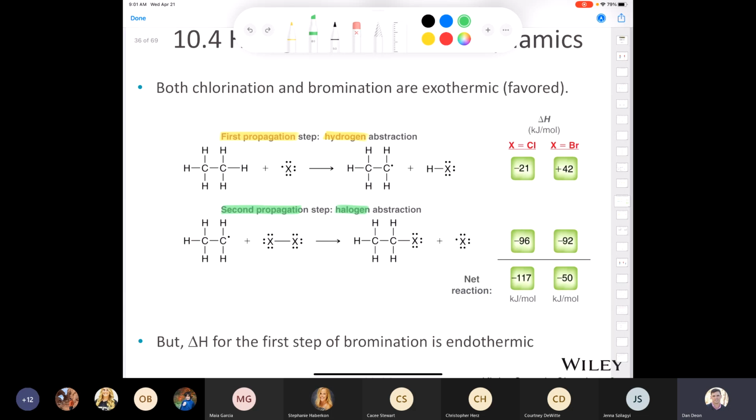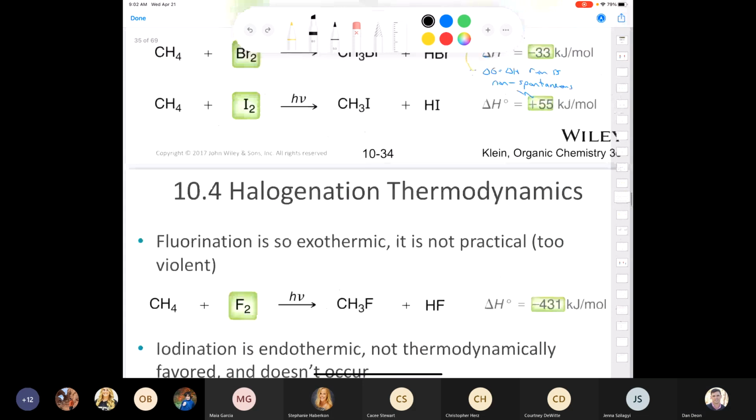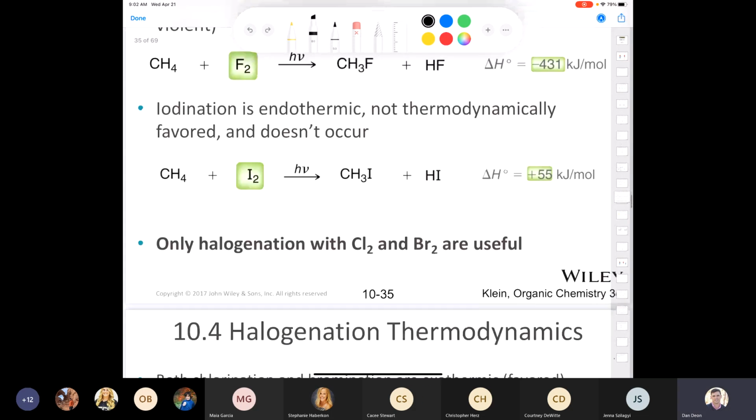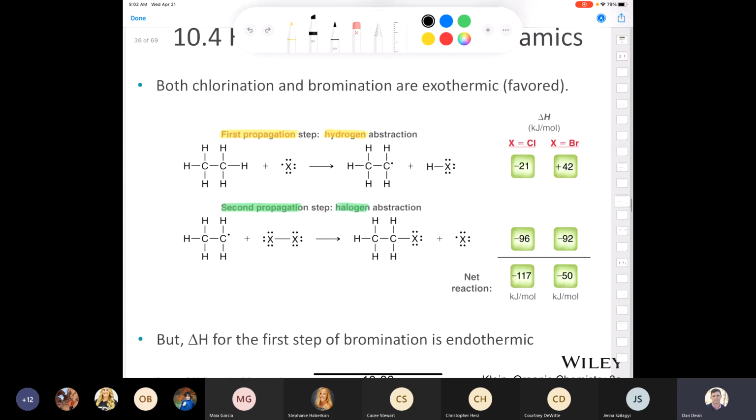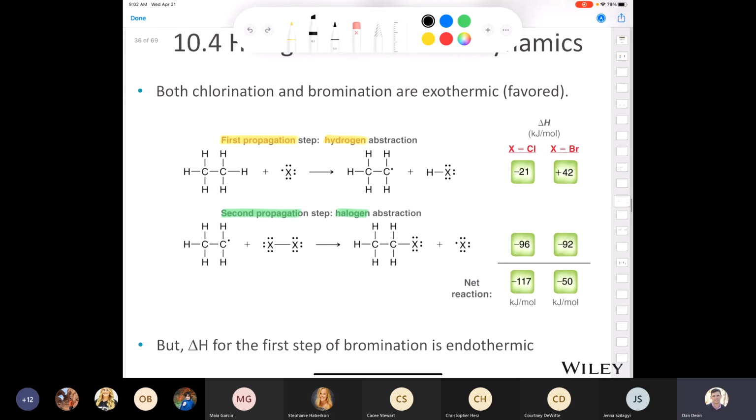Now, you tally up both of those steps to give you the overall reaction. I've showed you how to do that twice today. You add them all together and you cancel, and you get the net reaction. If you tally up these numbers here, you end up with -117 kilojoules per mole. If you tally up these two steps, you get -50 kilojoules per mole. So this is for ethane. It's not for methane. I was going to go back and make a comparison, but it slipped my mind for a second. Sorry about that.